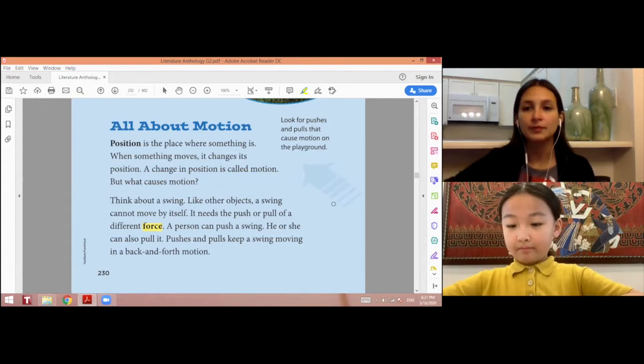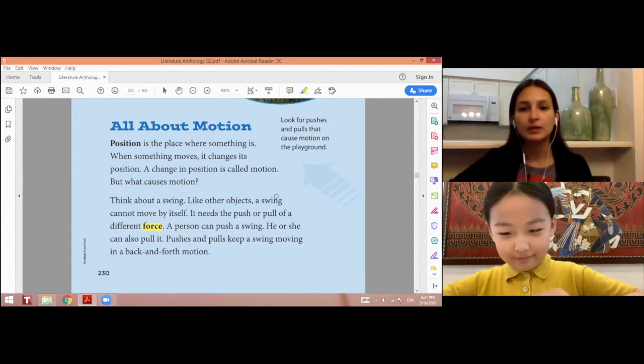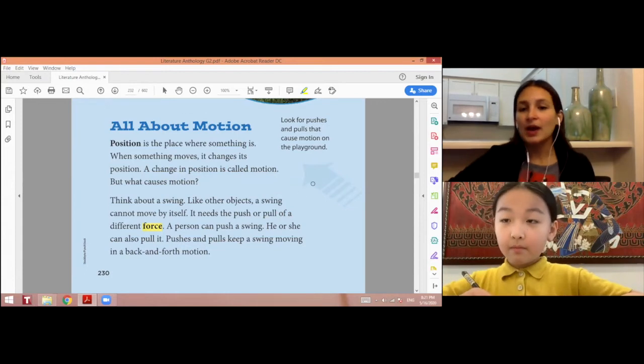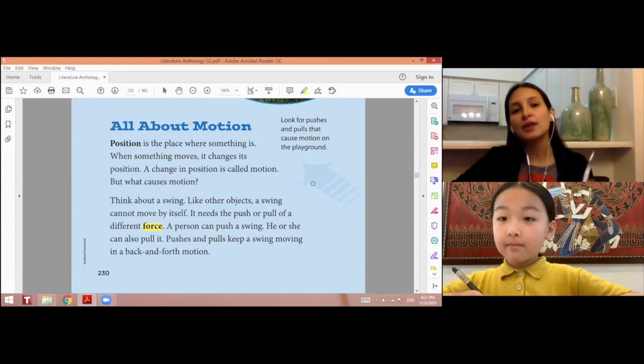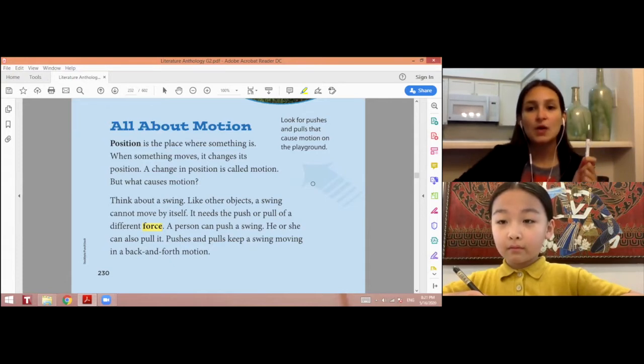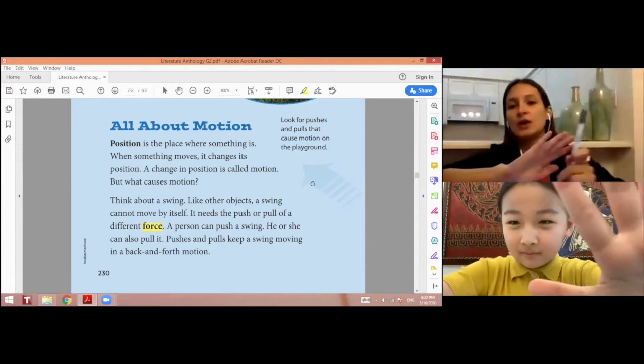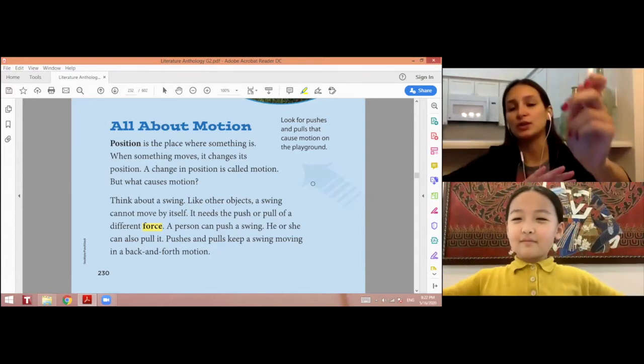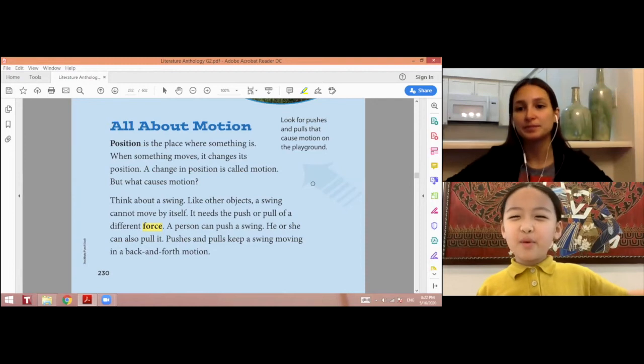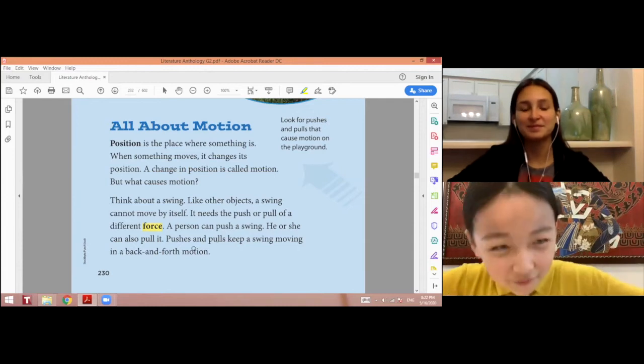Very cool. Got it? Got it. So a force is anything that makes an object move. Anything that also creates motion. For example, if you're sitting on the swing and somebody pushes you, they put a force onto you. And so now you're in motion, you're moving, right? Yeah, I hate it when someone pushes me on the swing. I fell on the ground.